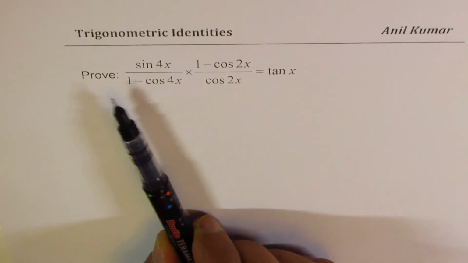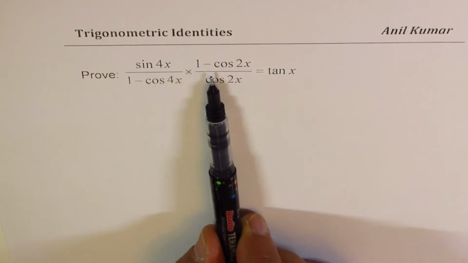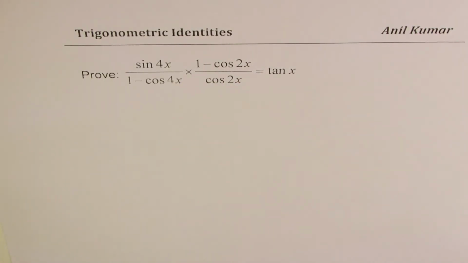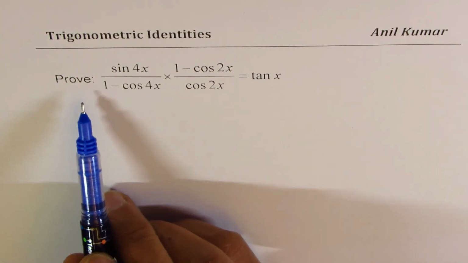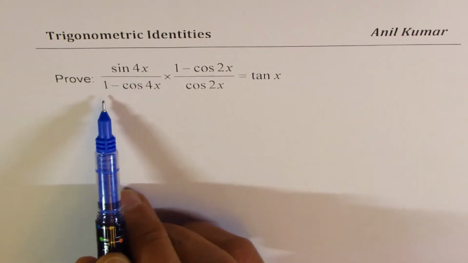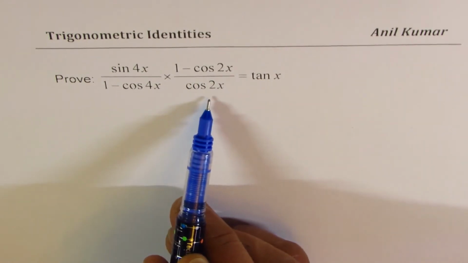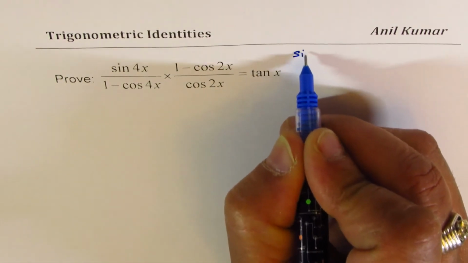We need to prove sine 4x over 1 minus cos 4x times 1 minus cos 2x over cos 2x equals to tan x. I would like you to pause the video. You can recall the formulas, look at them, and then prove this identity. Now let us solve this. The question is, prove sine 4x over 1 minus cos 4x times 1 minus cos 2x over cos 2x equals to tan x.